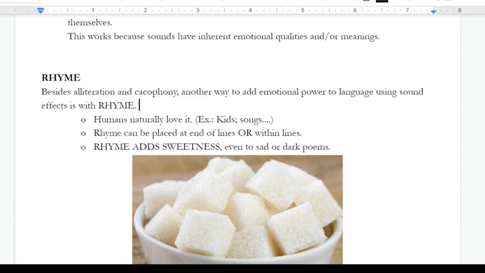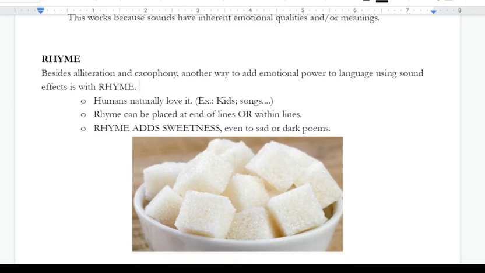What I want you to know about rhyme is that the human brain loves rhyme. You can often make someone laugh just by creating a rhyme that's unexpected. Little kids are delighted to read books that have rhyme in them. The music that we listen to on the radio, the songs we like, have rhyme. The human brain likes rhyme.